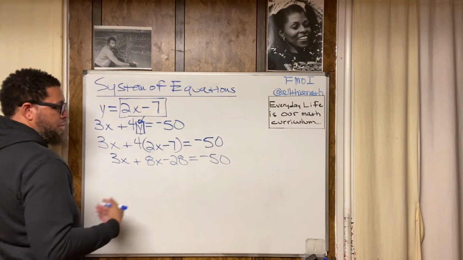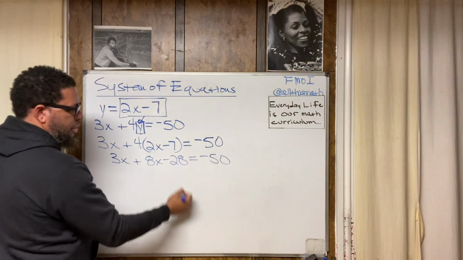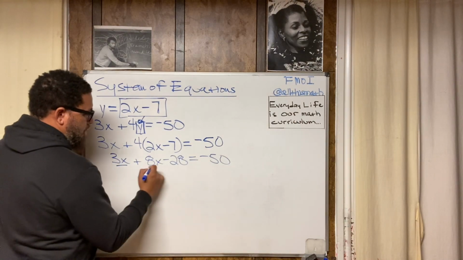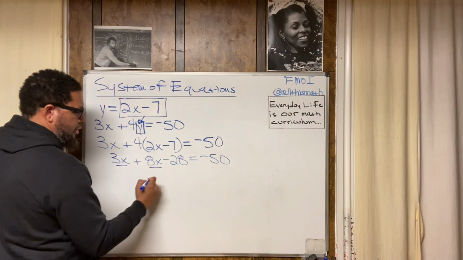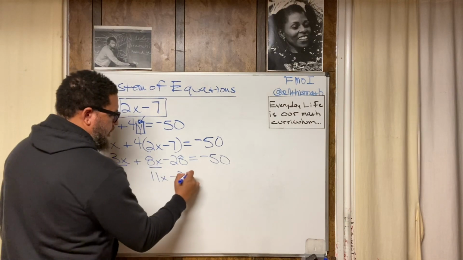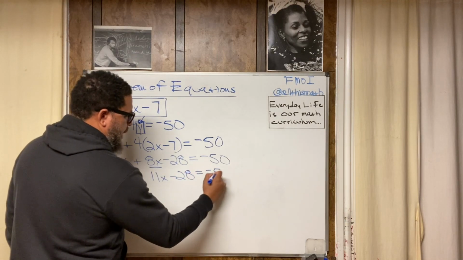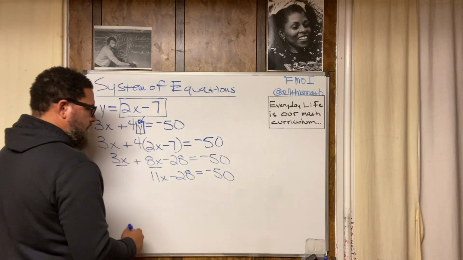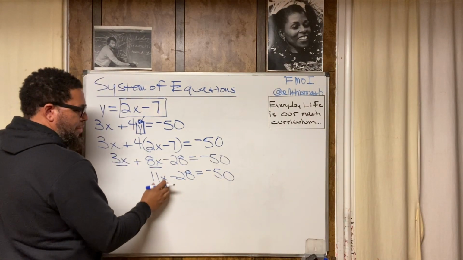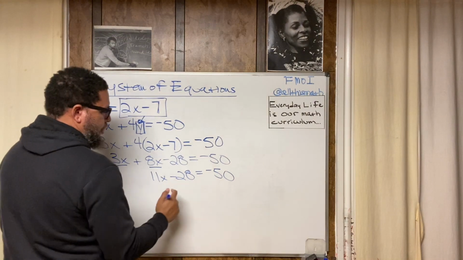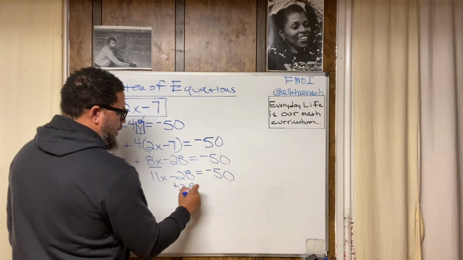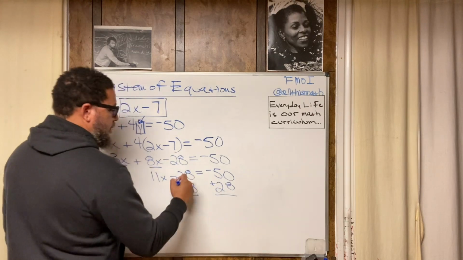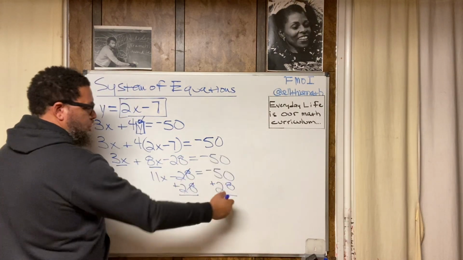All right, and then what I'm going to do next is, and you've got options. Like I could add 28 on both sides. I could combine like terms. I'm going to combine like terms. This 3x and this 8x, they go together. That's 11x minus 28 is equal to negative 50. Now, I want to get 11x by itself first. So I'm going to get rid of negative 28. So I'm doing plus 28 on the left side, plus 28 on the right side. You've got to stay balanced, right? If I add 28 on the left, I've got to add 28 on the right.